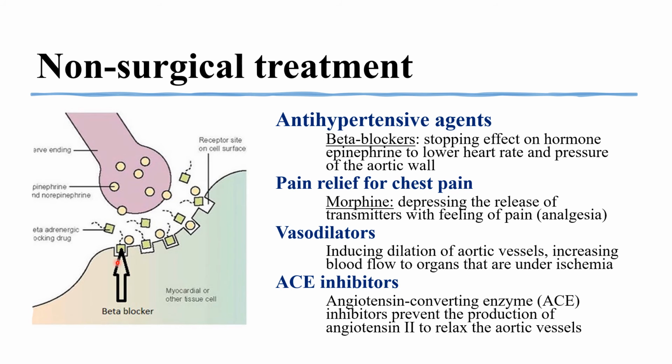As I said earlier, false lumen compressing on true lumen can lead to organ ischemia. So we want our aortic vessel to dilate to increase the blood flow to these organs. This is when physicians may use vasodilators. There's different types of vasodilators, but the most common one is calcium channel blockers. As we learned in physiology, calcium plays an important role in the contraction of smooth muscle cells. So the vasodilators will block the calcium channels, decreasing the amount of calcium going into the cell. When there's a decreased amount of calcium, the aortic vessel will start to dilate.